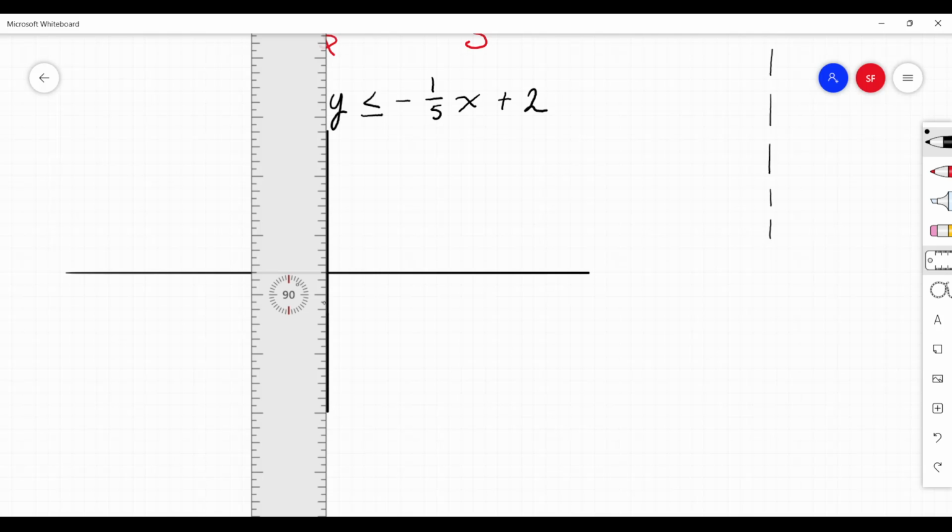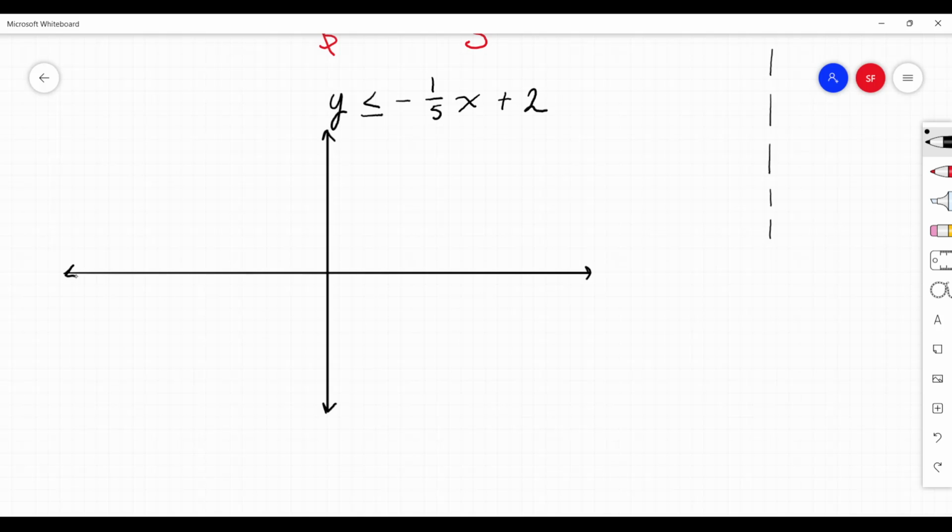What's the first dot we're going to put on there? 2. 2 where? On the y-axis. 2 on the y-axis. That's right. So then what are we going to do? Go up, no. Doesn't matter which way we go.